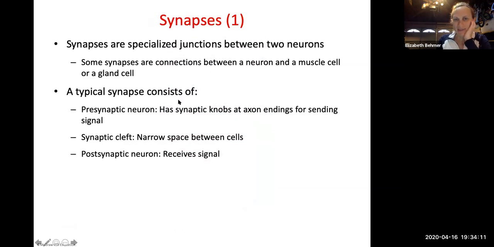All right, so synapses then are specialized junctions between two neurons. A synapse will be any connection between a neuron and a muscle cell or a gland. A typical synapse consists of the presynaptic neuron, which has the synaptic knobs at the ends for sending the signal. The synaptic cleft is the narrow space in between, and then the postsynaptic neuron will receive the signal. So your neurons will pass this signal down. It'll go to the synaptic ends, through the synaptic cleft, and then onto the postsynaptic neuron.